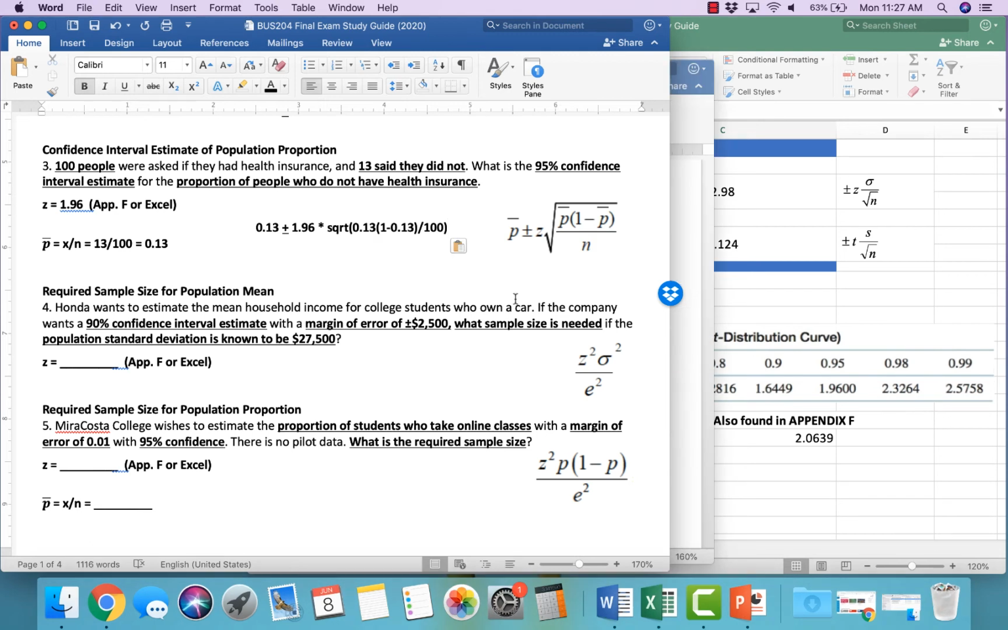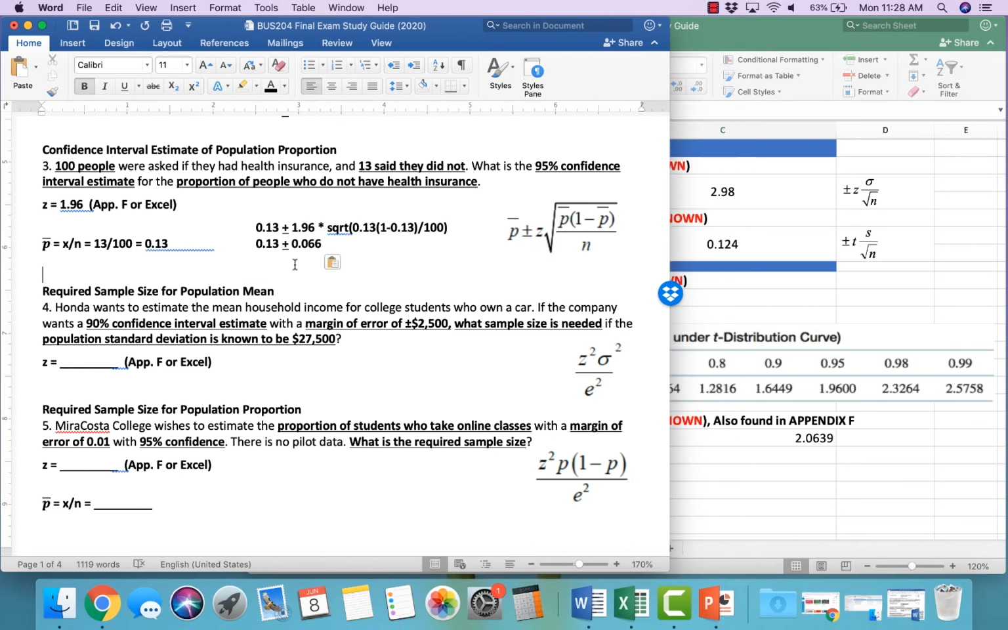So plugging in our variables, I'm entering 0.13 plus or minus our critical value of 1.96 times the square root of 0.3 times 1 minus 0.3 divided by our n of 100. And then I'll just solve the right side, or the margin of error side. That gives me 0.066 for the margin of error. And then the entire confidence interval estimate is this statement right here.